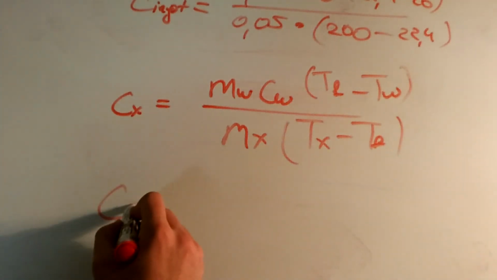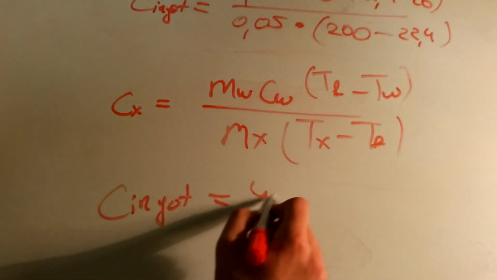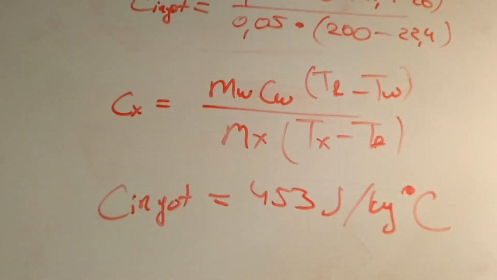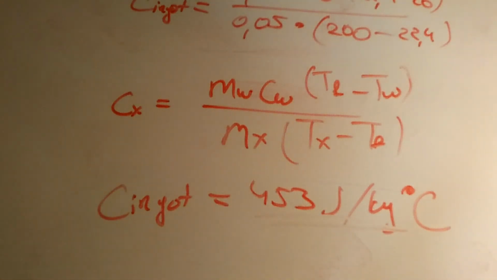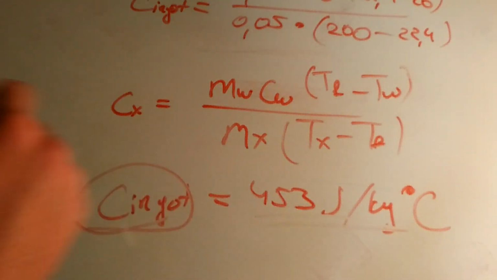Now, if we calculate this for the specific heat of that substance, we will get, let's see, if I calculate, we will get 453. So 453 joules per kilogram times degrees Celsius. So if you look at a table of the values of the specific heat of different substances, we will see that this substance is basically iron.